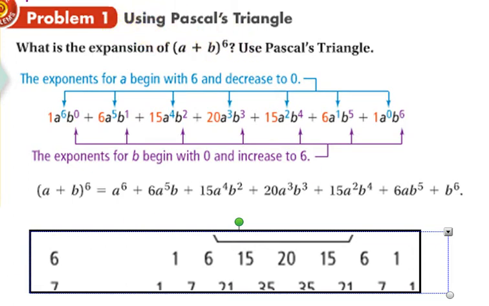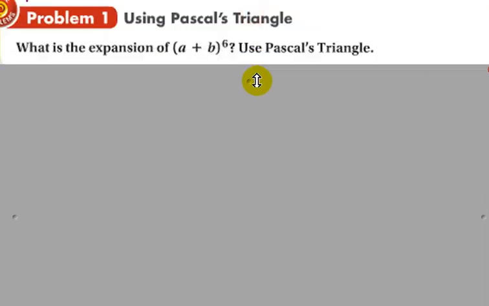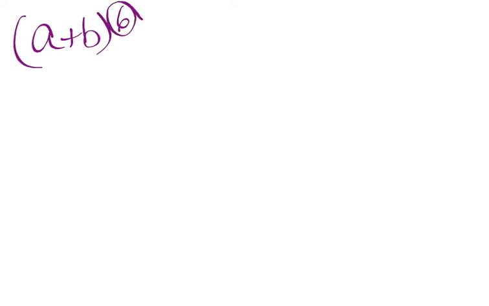So here it says, using Pascal's triangle, what is the expansion of a plus b to the sixth? So let's do this. Start off by writing a plus b to the 6th power. Now I'm going to show you a little algorithm. Because this is to the 6th power, 6 is our n, and the number of terms that we're going to have is n plus 1. So we're going to end up with 7 terms.